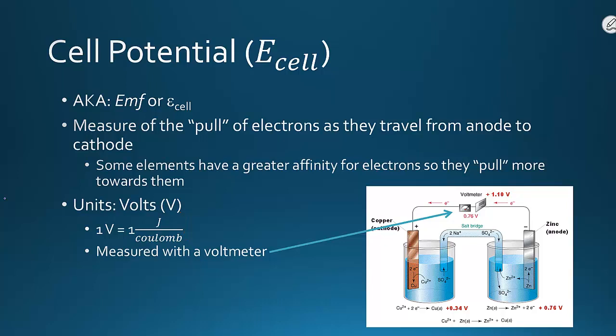So in your voltaic cell diagrams, you'll see that open switch. That's where we would leave a voltmeter to measure the voltage or the cell potential of your battery.